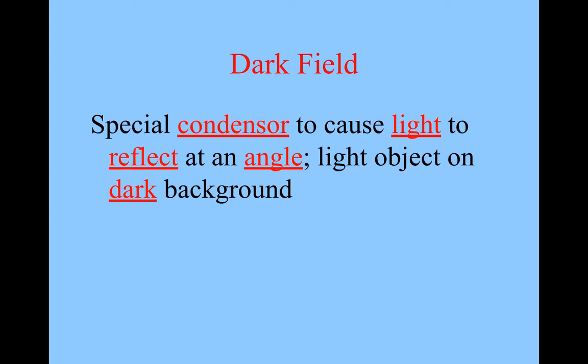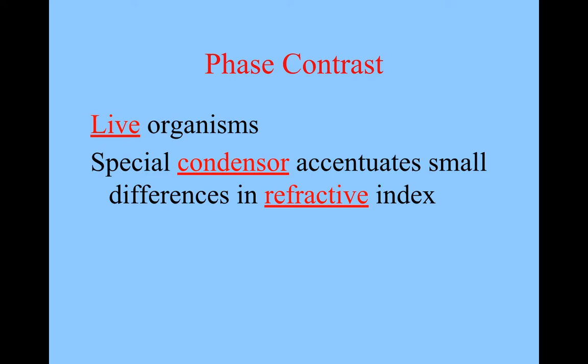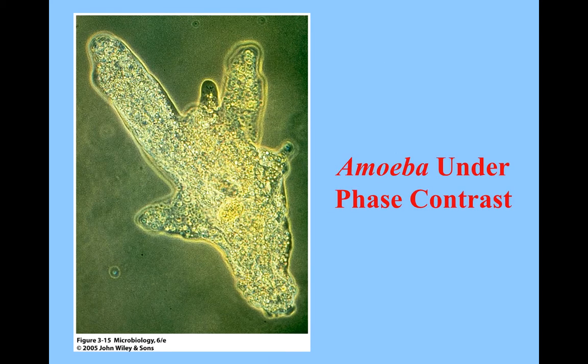Okay. Dark field, you have the special condenser, and it causes the light to reflect. And this is it on the dark background then. Okay. Same image, two different microscopy techniques. This is dark field. Phase contrast, you will use live organisms. Special condenser, again, accentuates small differences in the refractive index. Remember, refractive index is what happens to light as it bends, as it passes through different mediums. Here is an amoeba under phase contrast. You can get a little better feel for the texture or the depth.